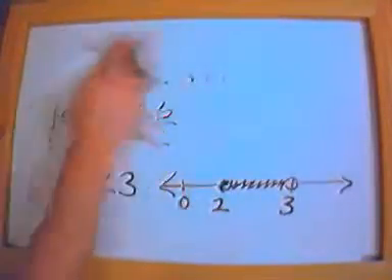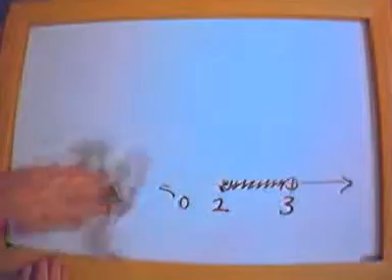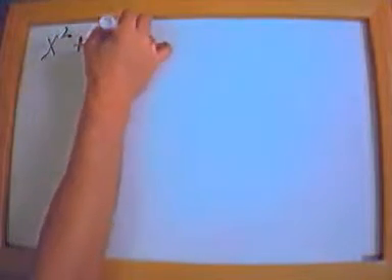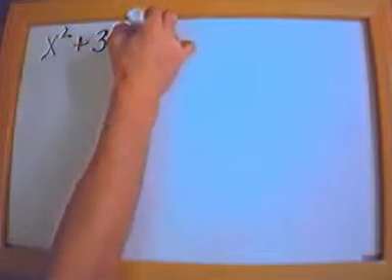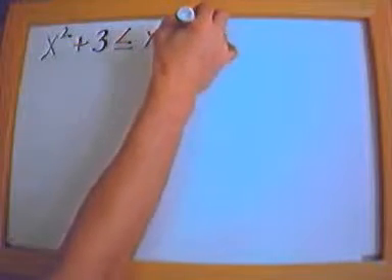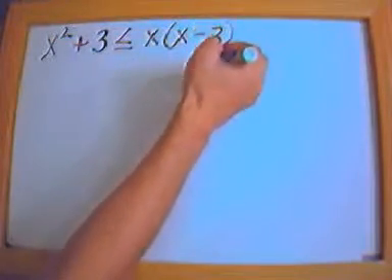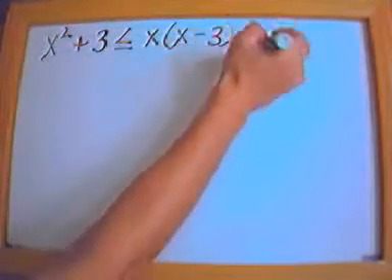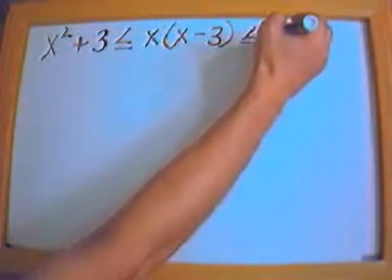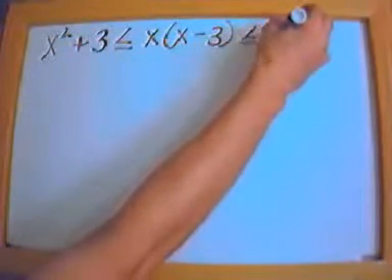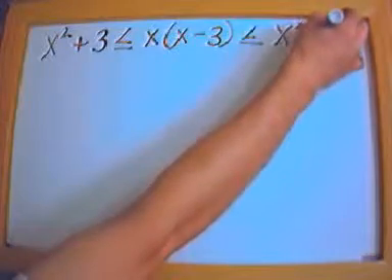Okay, now we'll just have one more problem on the topic of solving inequalities, and then we'll just call this section quits. And this is kind of a neat problem. Let's say we have x squared plus 3 less than or equal to x parentheses x minus 3 close parentheses less than or equal to x squared plus 9.